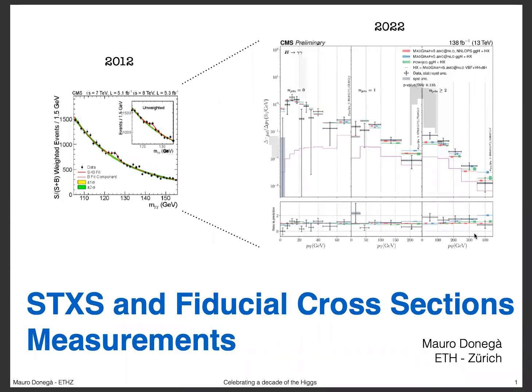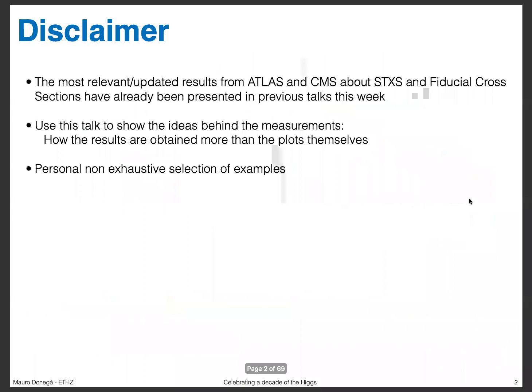Okay, good afternoon, everybody. Today I'm going to be talking about STXS, simplified template cross-section, and fiducial cross-section measurements. First of all, I have to put in a bit of a disclaimer: the most relevant and updated results from ATLAS and CMS about these two topics, STXS and fiducial cross-sections, have already been presented in previous talks this week, in quite some detail. So when I saw that, I said, okay, job done. I don't have to give a talk anymore.